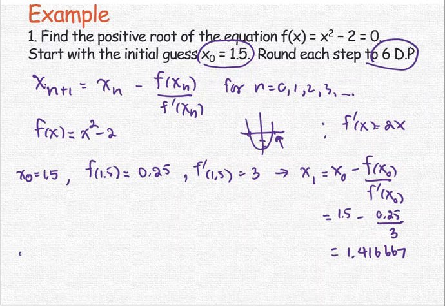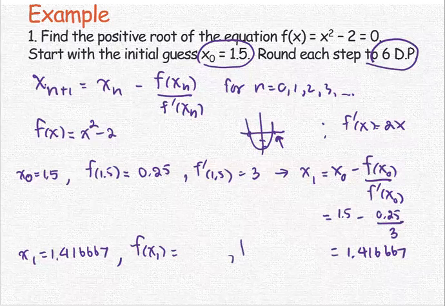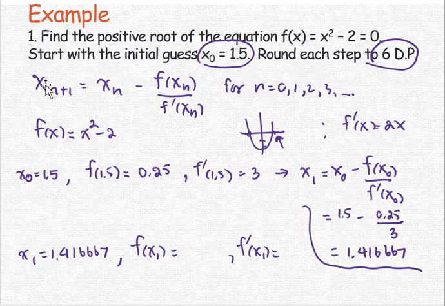And next we use x1, 1.416667, and the function value at x1 together with the derivative at x1 to find the x2 value. So x2 can be computed by x1 minus the function at x1 divided by f prime at x1.